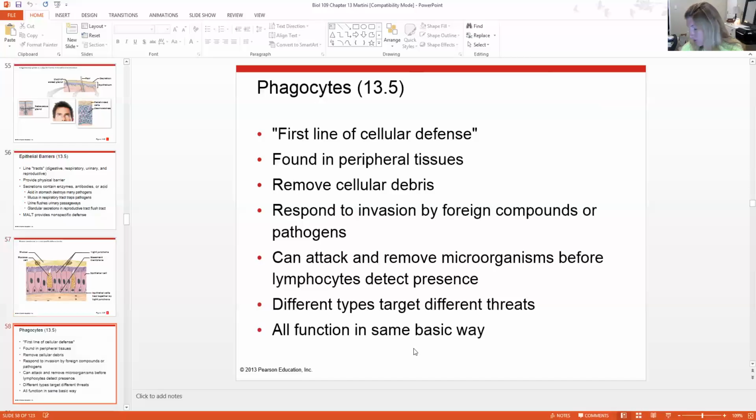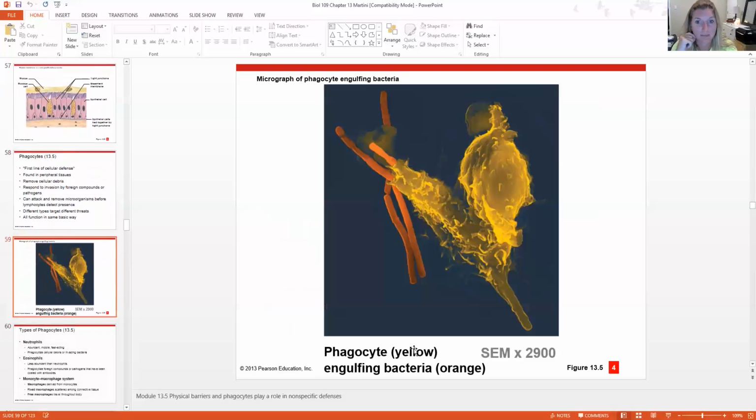They all have different types of target threats that they're looking for, but they all function the same way. There they are, kind of eating the bacteria, these little rod-like things. And this phagocyte's just engulfing those little rods.